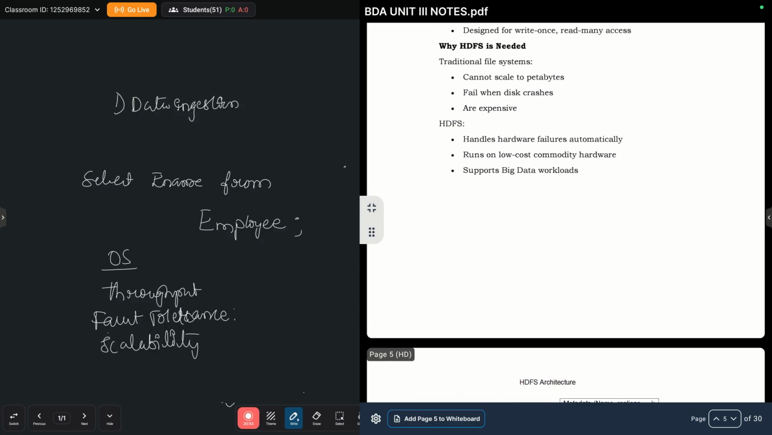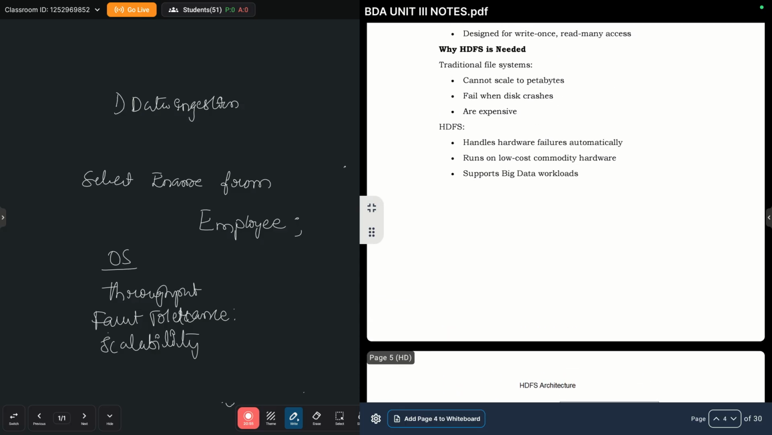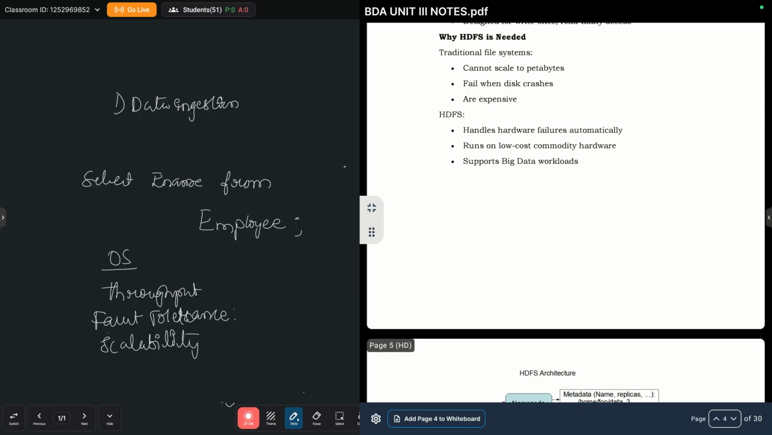What is the problem with the traditional systems? Traditional systems cannot handle petabytes of data, a large amount of data. The reduce function can be used to combine the intermediate key-value pairs, nothing but merging. Traditional systems may fail when disk crashes.